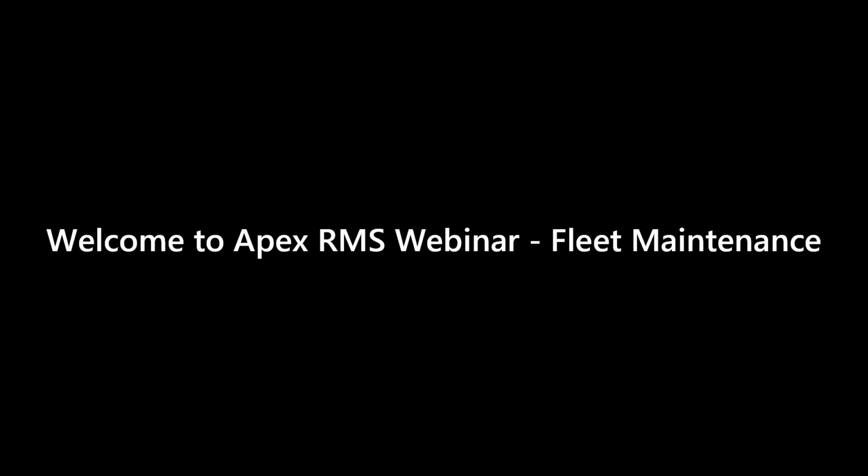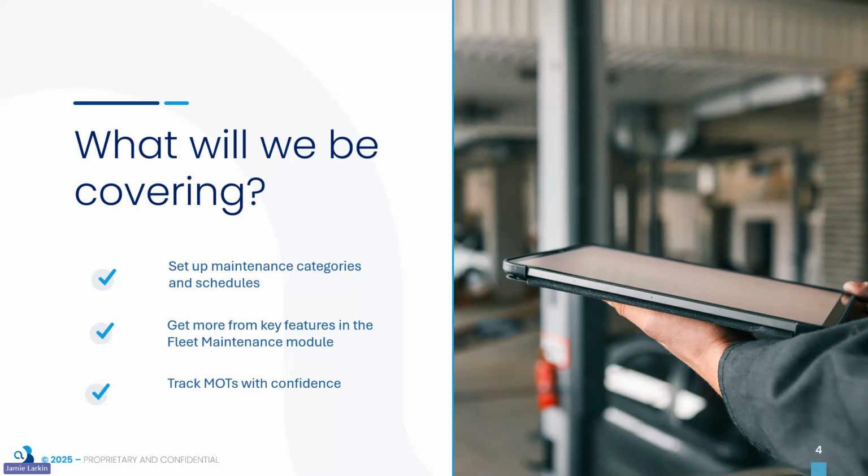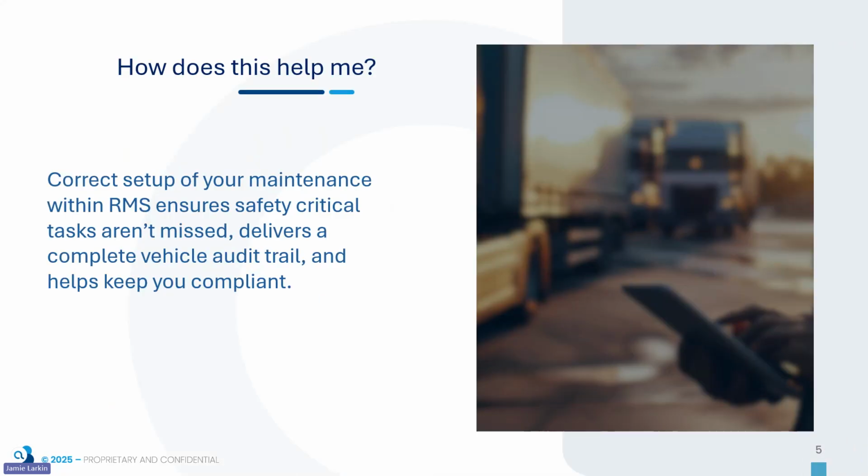So what are we going to be covering today? We're going to be covering how to set up maintenance categories as well as schedules for them. We're going to go over some more key features in the fleet maintenance module, as well as how to track your MOTs with confidence. So why is this helpful? Correct setup of your maintenance with an RMS ensures safety critical tasks aren't missed and delivers a complete vehicle audit trail, and also helps you stay compliant as a result of that.